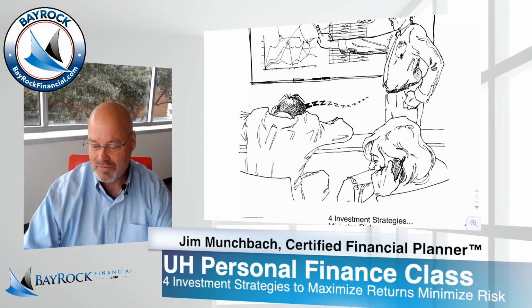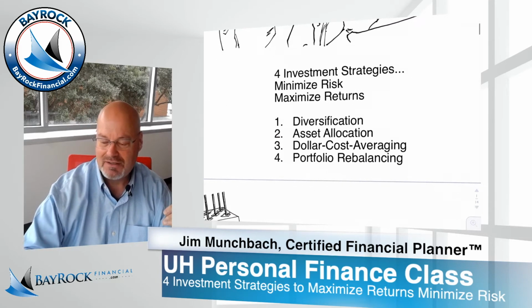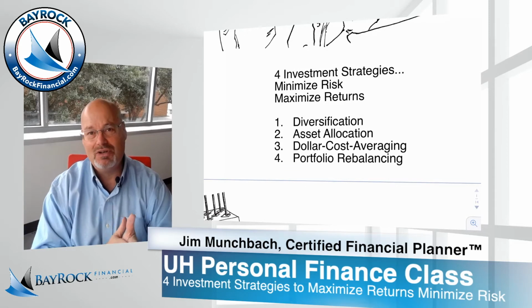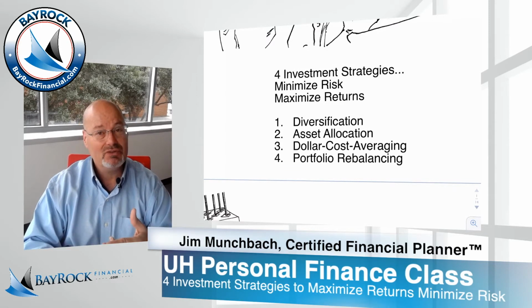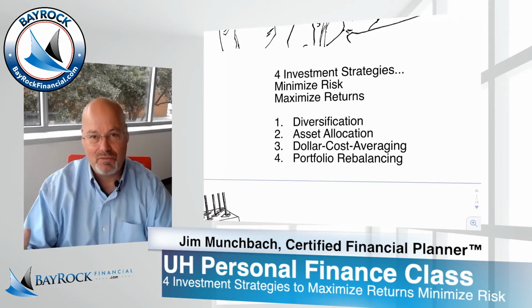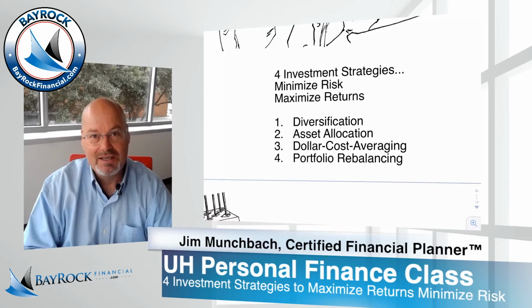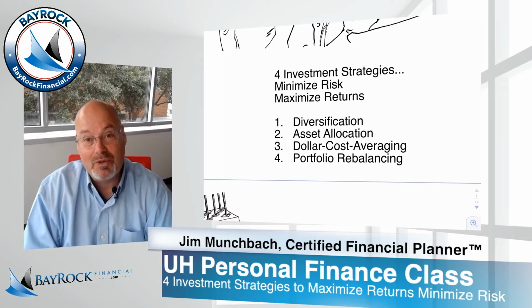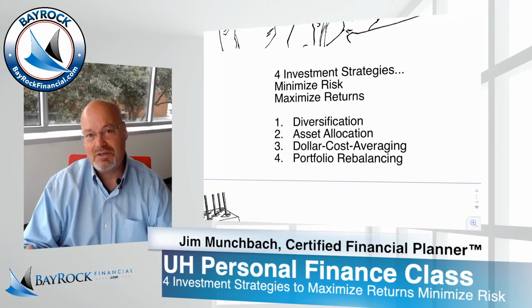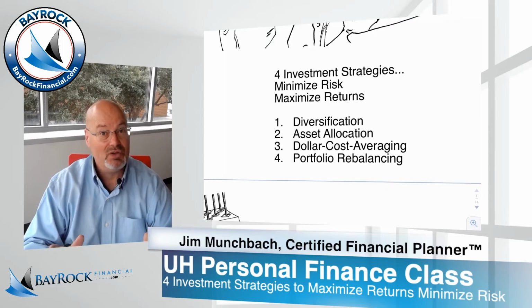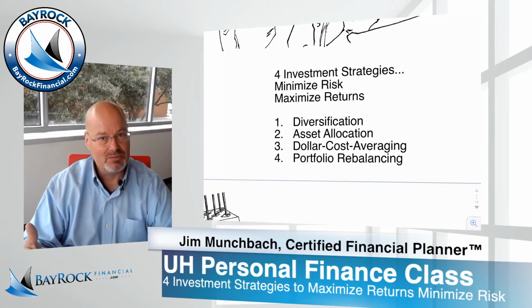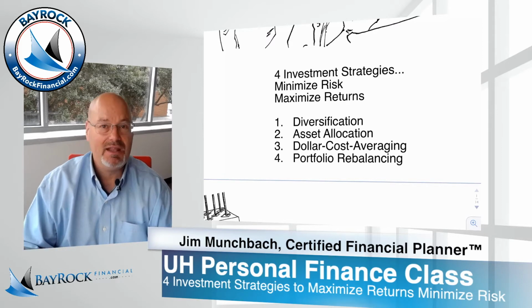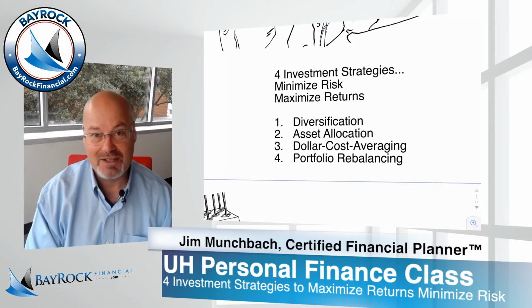We're going to go over 4 investment strategies that can help you maximize return and minimize risk. Number 1 is diversification. Number 2 is asset allocation. Number 3 is dollar cost averaging. And number 4 is portfolio rebalancing. If you're an investor, you're probably familiar with these strategies. But if you're a student in my personal finance course, this may be new. So I wanted you to have a chance to watch the video, maybe take some notes and think about it, and then ask any questions you have, and I'm happy to answer those questions.